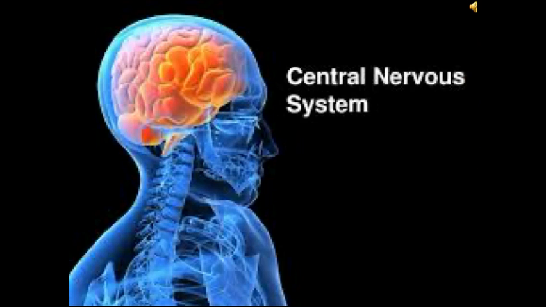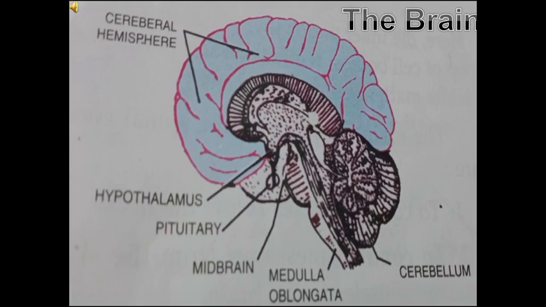Central nervous system is divided into two parts: the brain and the spinal cord. The brain is divided into three main parts called the cerebrum, the cerebellum, and the medulla oblongata. Now we'll study about these three parts in detail.